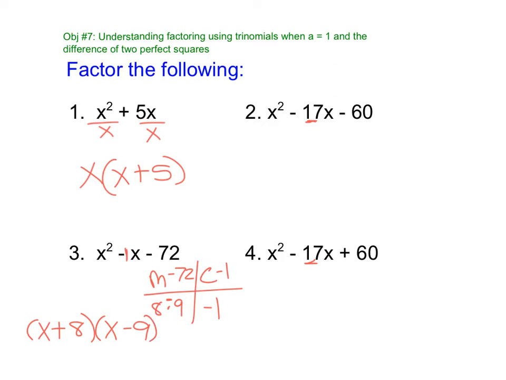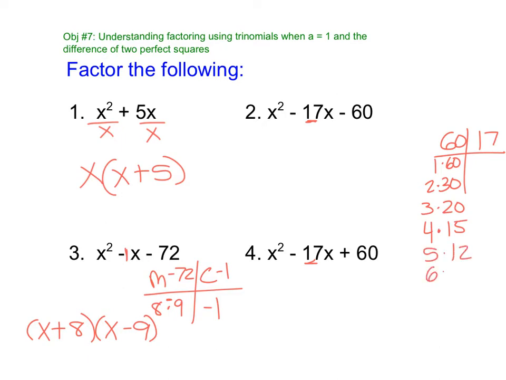All right, so I'm going to write on the side, I'm going to do the same chart for both of these. So we have 60 and 17. All right, so we got 1 times 60, 2 times 30, 3 times 20, 4 times 15, 5 times 12, 6 times 10. All right, so now let's look at the top one first to start with.